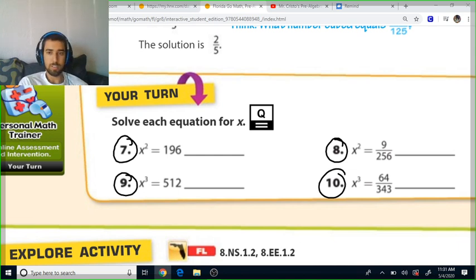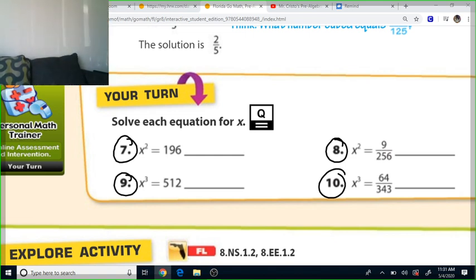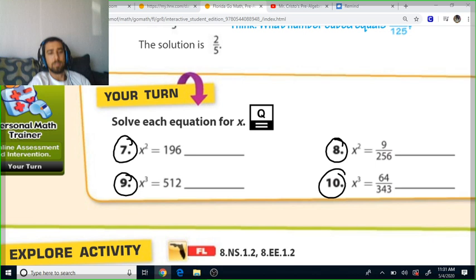Okay, there are some people trying to do 9 and 10. They want that extra credit. 10 is 4 over 7. The square root of 9: a number times a number has to give you 9. But it's got to be the same number. A number times itself will give you 9. What number is that?